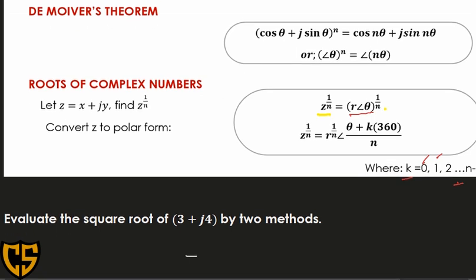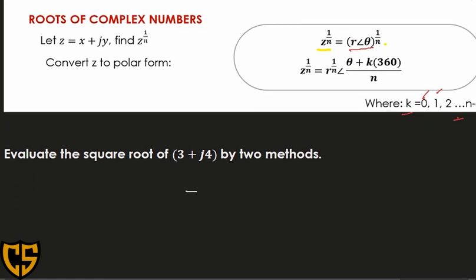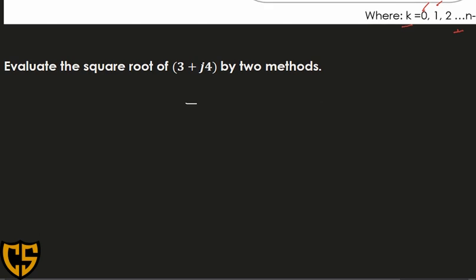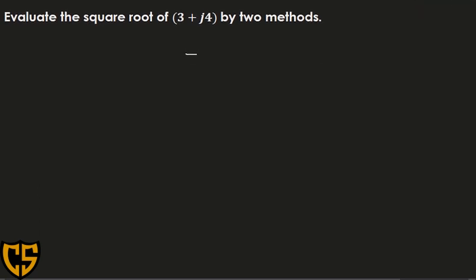So now we are going to illustrate this more and explain it through an example. We have this problem: evaluate the square root of 3 plus j4 by 2 methods. It is emphasized here that we must use two methods of calculation. So based on what we discussed earlier, we have rule 1 and rule 2 of evaluating a square root, either by polar form or by rectangular form. So the problem emphasizes two methods here.